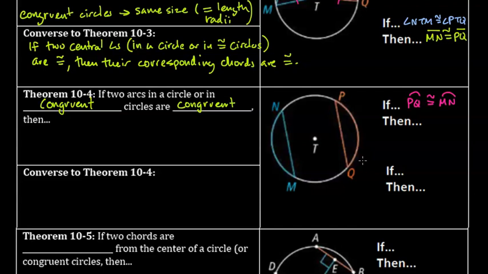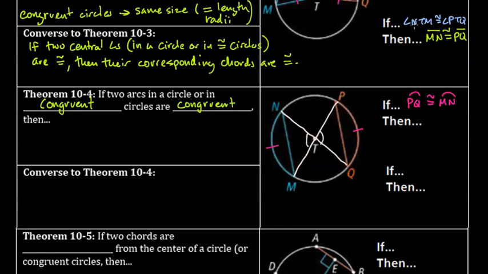Because if I look at arc PQ and say that's congruent to that, and then I real quickly draw in some radii, so let's draw in a radius out to P and one out to Q, and then one out to M and one out to N. Well, if those arcs are congruent, then these two central angles have to be congruent, because congruent arcs are made by congruent central angles. We learned that a couple sections ago.